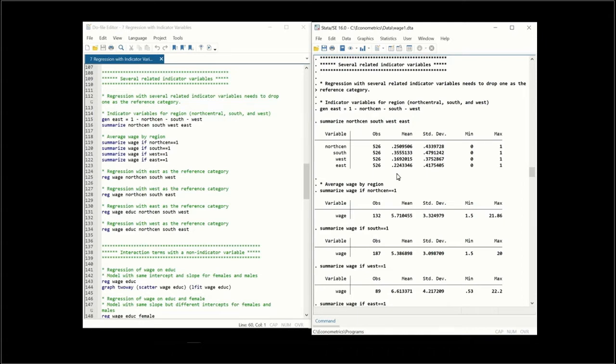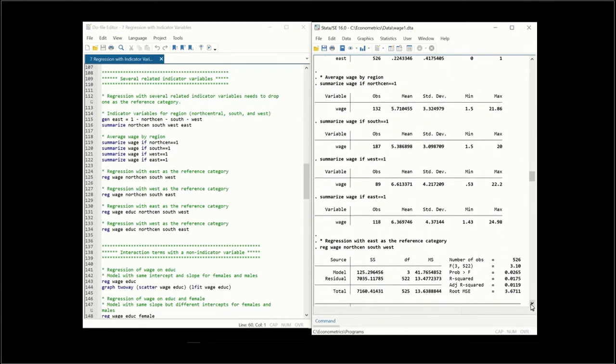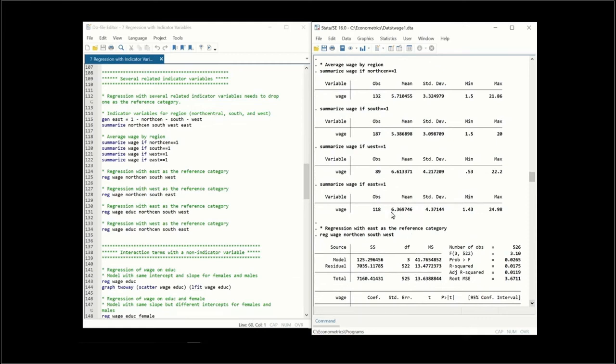Okay, so let's summarize the average wage by region. And we can summarize wage if the first region is equal to 1, or if south is equal to 1, or if west is equal to 1, or if east is equal to 1. And these are the summary statistics. So we have that the average wage of people that are located in the north central region is 5.71. For people living in the south, their average wage is 5.38. And for people living in the east is 6.36.